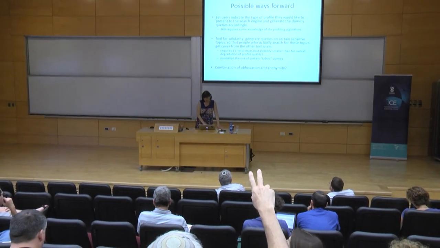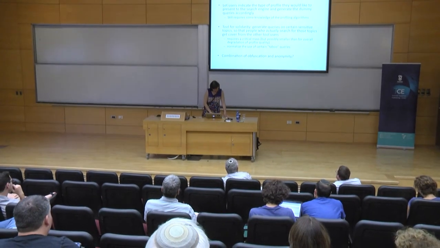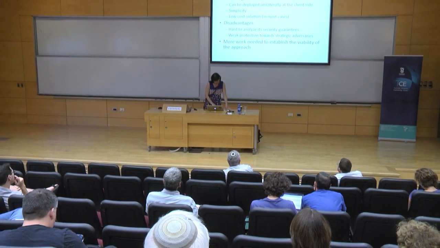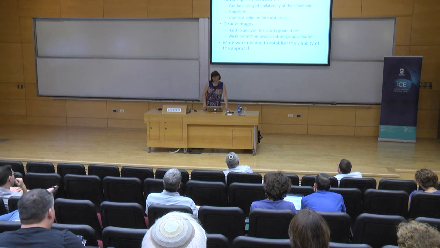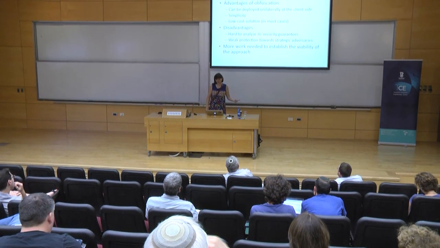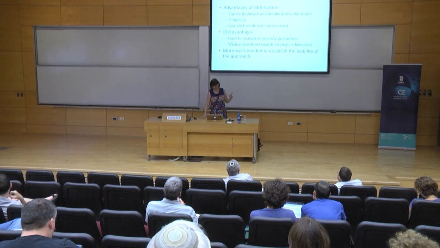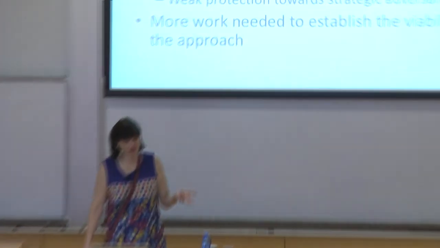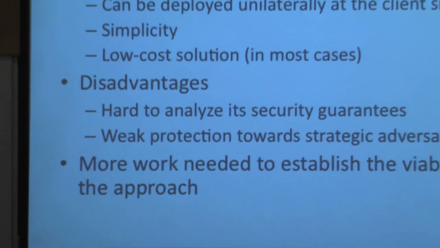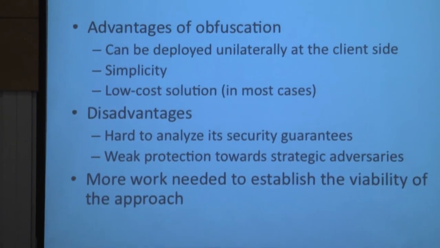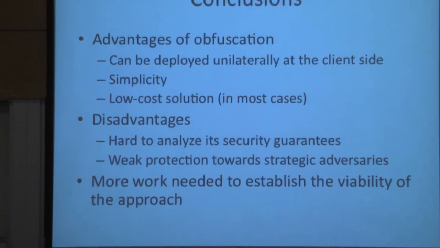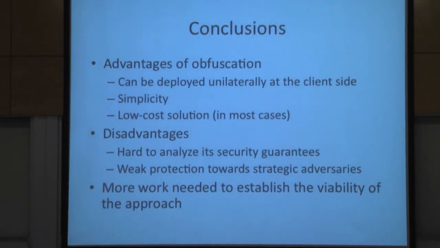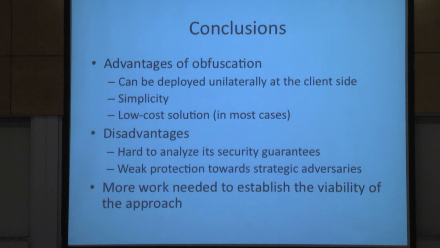And I think, yeah, we are out of time. I will jump to the conclusions. Advantages of obfuscation: unilaterally, you can deploy it. You don't need to engage the service providers. It's very simple and it's very low cost in many cases. Disadvantages: it's not really secure. The protection is very weak and it's hard to analyze. Like having a proper analysis, even if we say it's weak, it's hard for us to say how weak, because it's difficult to make an analysis that really gives you a good idea of how much security you're getting with one strategy or with another strategy.